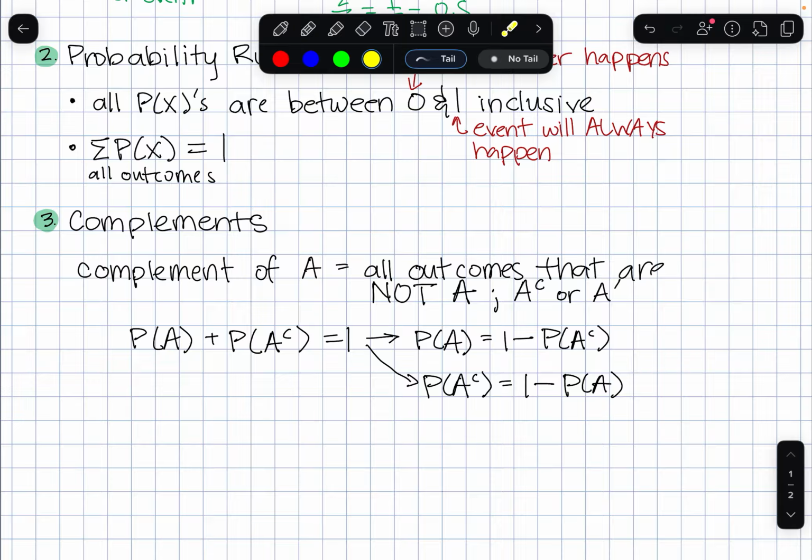Sometimes, when we're working with a probability distribution, one of these will be easier to calculate than the other, and that's where this complement trick is going to come in. So we will see that in an upcoming video.